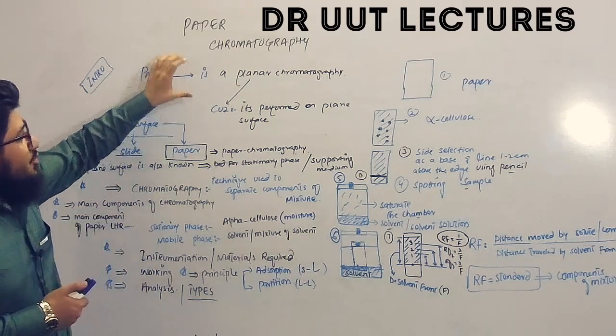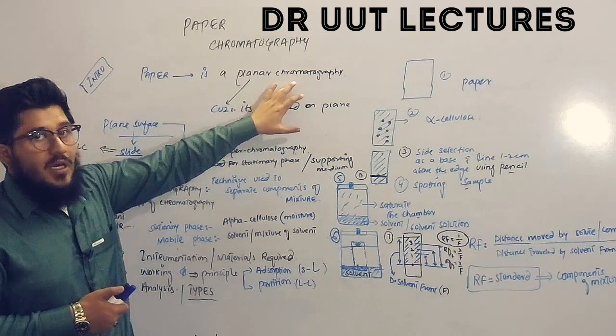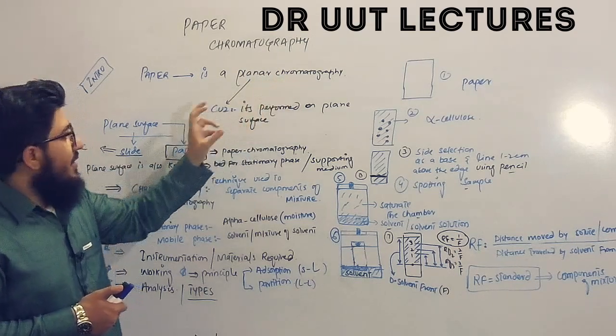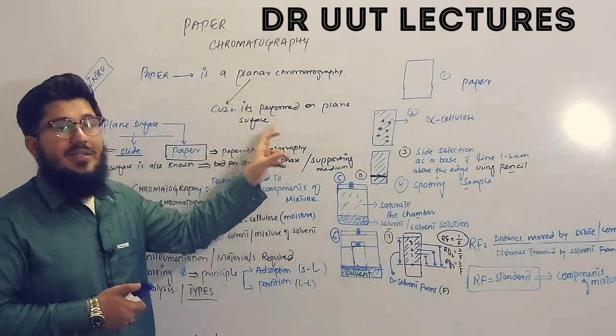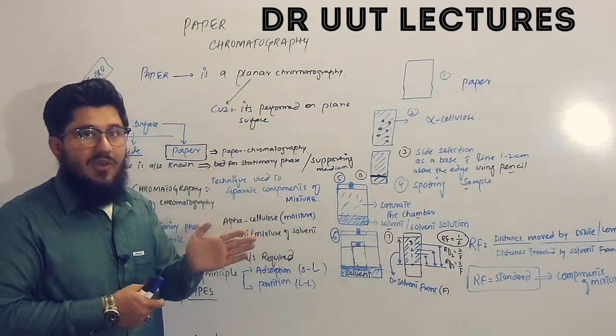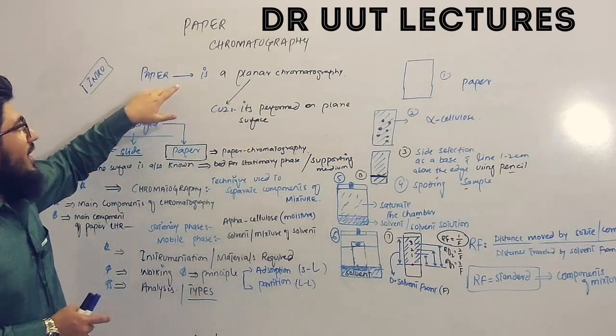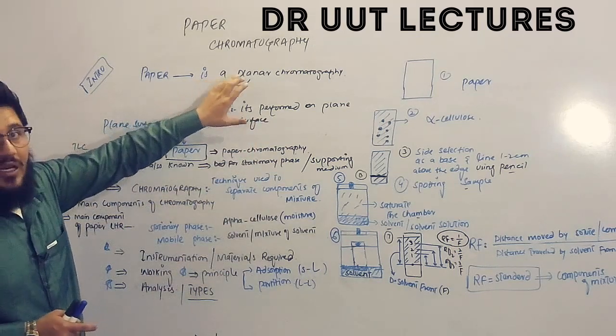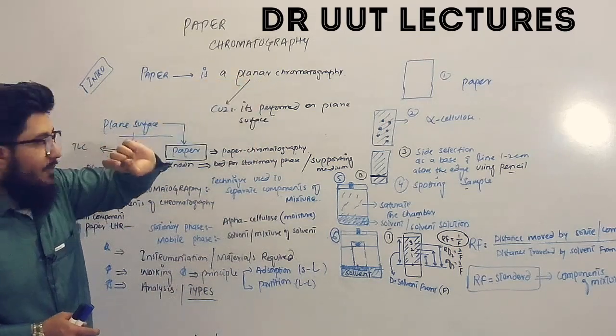Paper chromatography is a planar chromatography. Why is it called a planar chromatography? Because it is performed on a plane surface. Paper chromatography is performed on a plane surface. That's why it is also called planar chromatography.